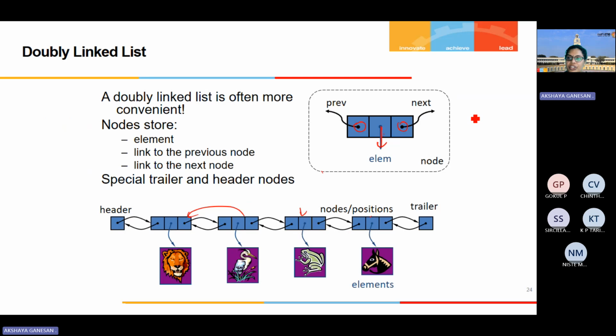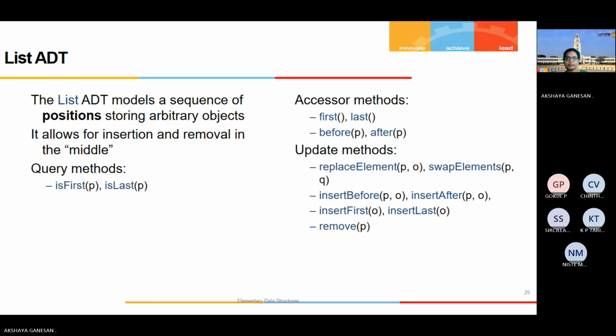So the node structure itself will change. It will be node star pre, and node star next, and int element or data element. So the structure of the node itself will have 2 pointers and 1 element. So it will be easy to traverse, delete, etc.